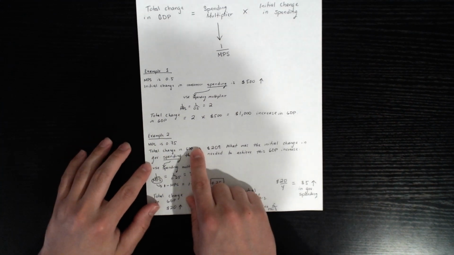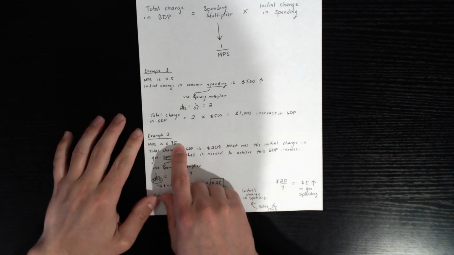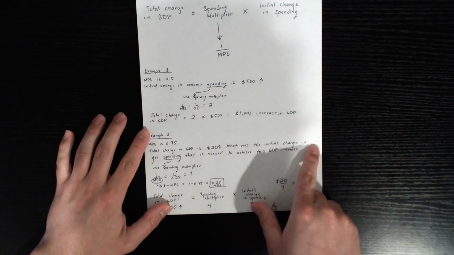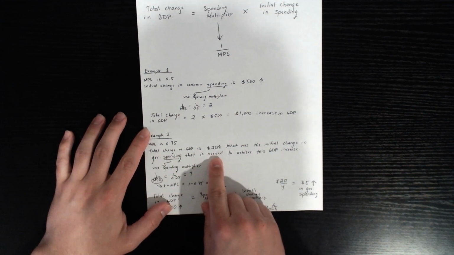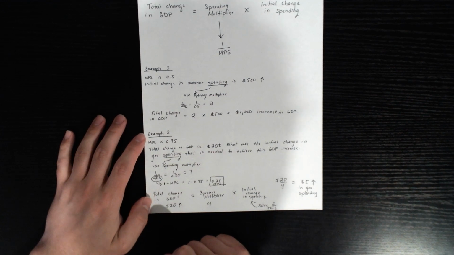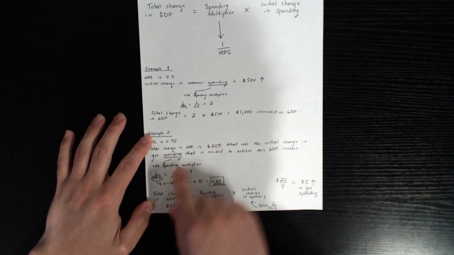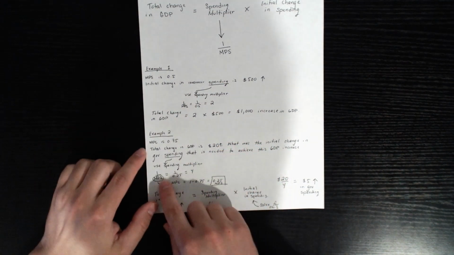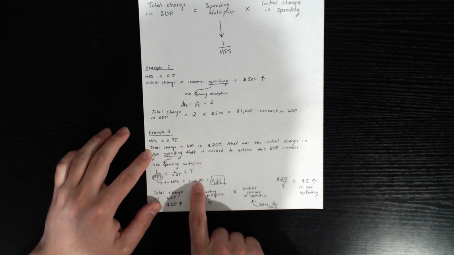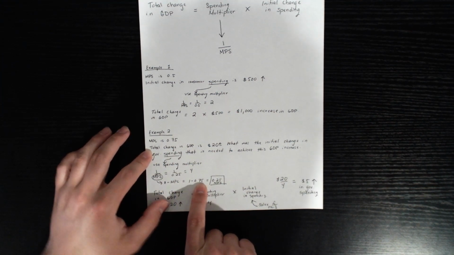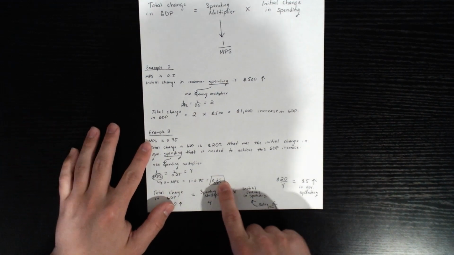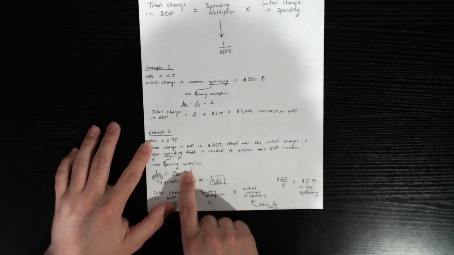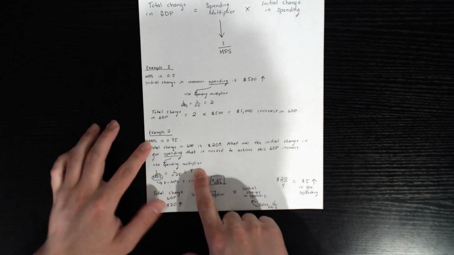Let's look at another example. If the MPC is 0.75, the total change in GDP is an increase of $20. What was the initial change in government spending that was needed to achieve this GDP increase? So since it's talking about spending, we're going to use this spending multiplier right here, 1 over MPS. Now, we don't know MPS, but we know MPC, which is 0.75. So we can do 1 minus MPC to get an MPS of 0.25. We'll plug that here. 1 over 0.25 gives us a spending multiplier of 4.